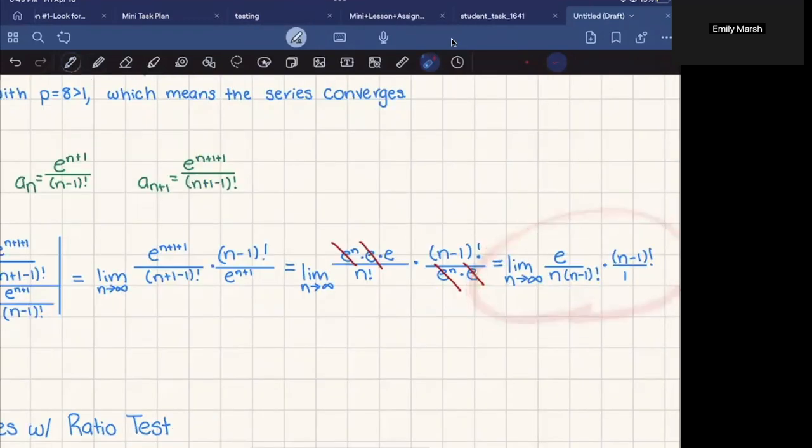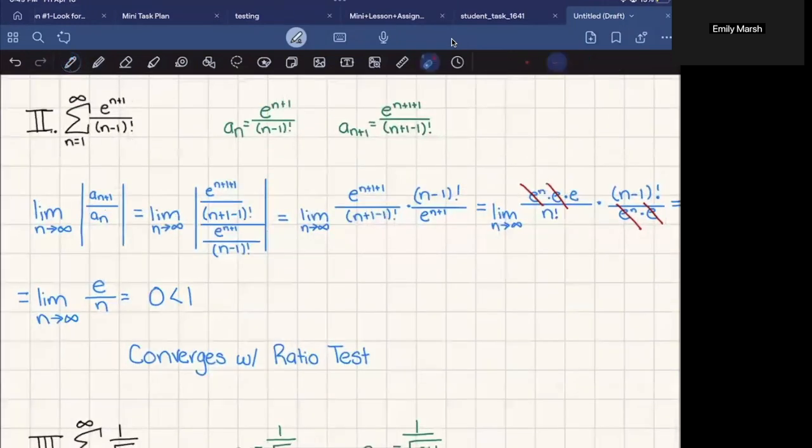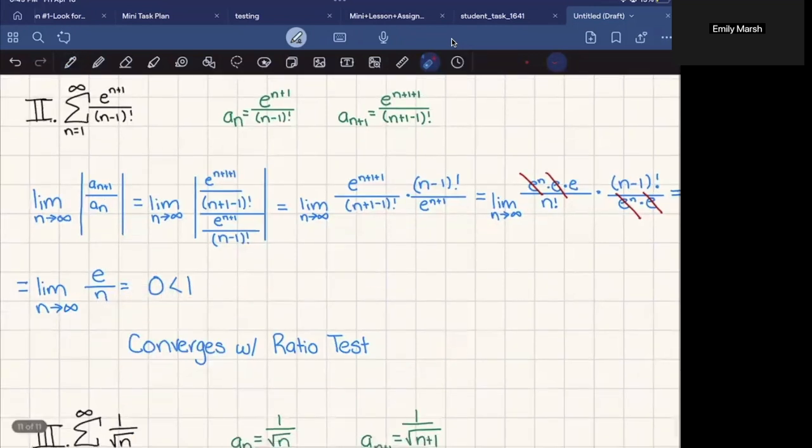Here, we can reduce more with our n factorial, our n minus 1 factorial, and our other n minus 1 factorial. So we can do that here and here. And then that leaves us with this here, the limit as n approaches infinity for e divided by n, which would be 0, and 0 is less than 1. Thus, the series converges with the ratio test. So we wouldn't have to figure out another test to utilize.